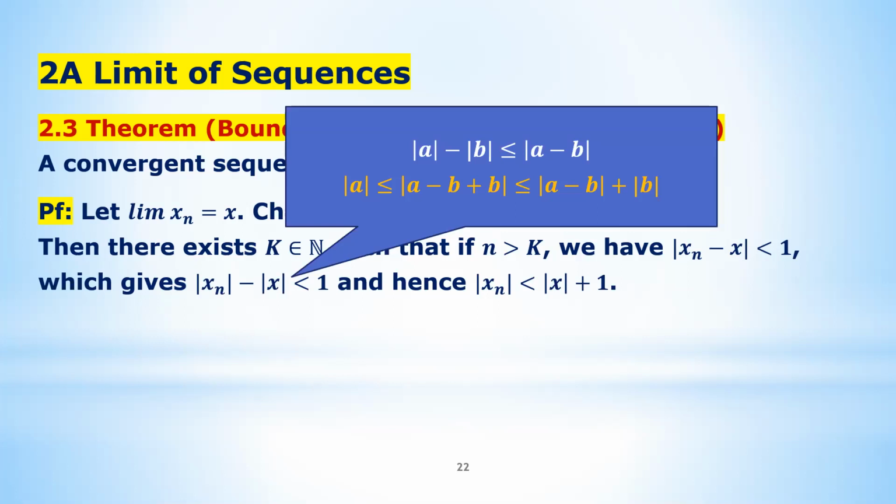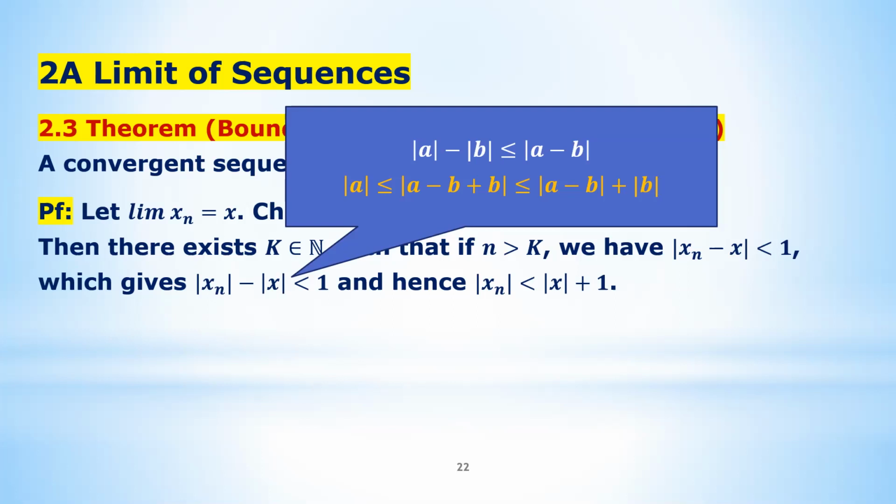Okay, so here is the new inequality I'm going to show you. This is what we call the second kind of triangle inequality. It says the absolute value of a minus the absolute value of b is always less than or equal to the absolute value of a minus b. We are using this inequality here.